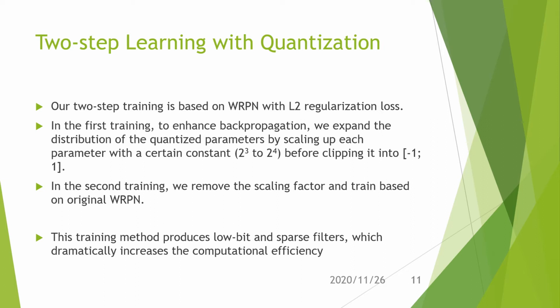When parameters are quantized into raw bits, such as 2 and 4 bits, many parameters are rounded to 0. That results in a gradient vanishing problem. To avoid such a problem, we introduced two-step training based on WRPN. In the first training to enhance propagation, we expand the distribution of the quantized parameters by scaling up each parameter with a certain constant before clipping it into -1 to 1.